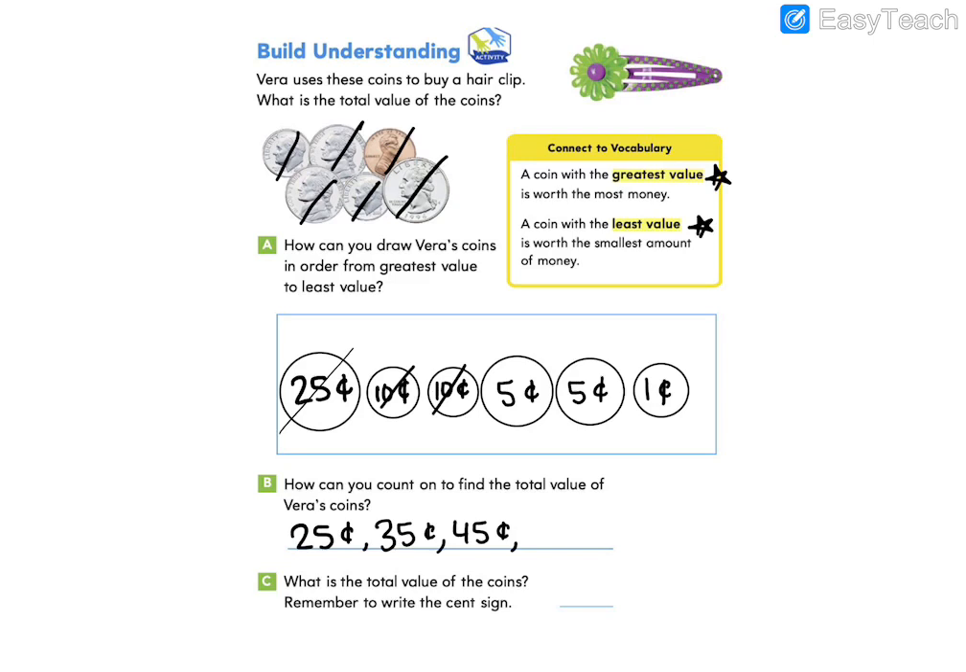And now we'll count my fives up. 45, 50, 55, and one more is 56. So what's the total value of these coins? 56 cents. Make sure you write the cent sign.